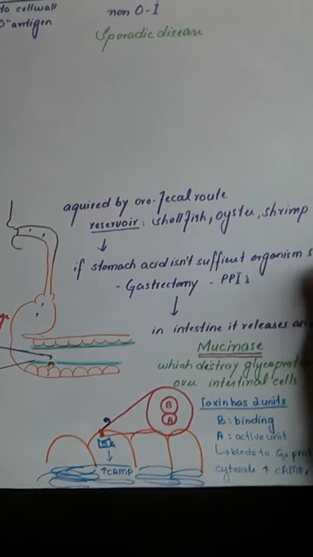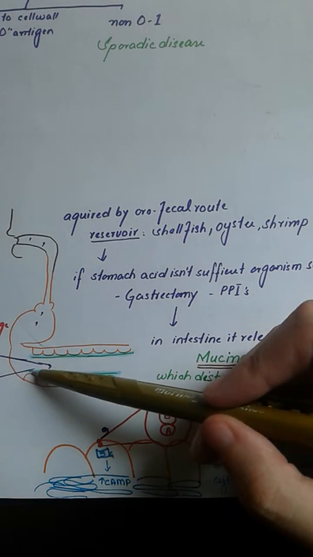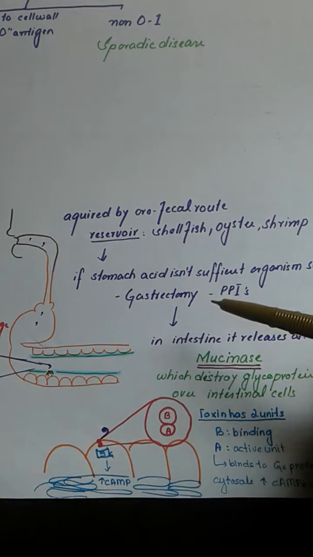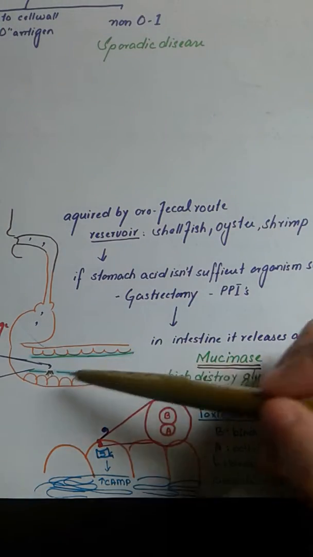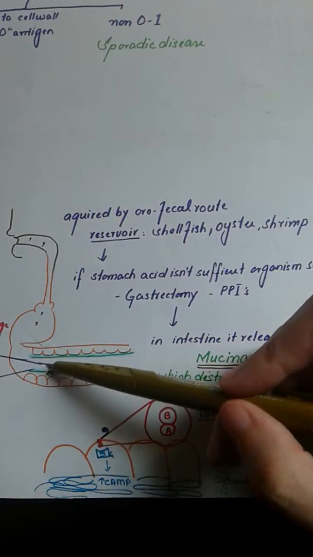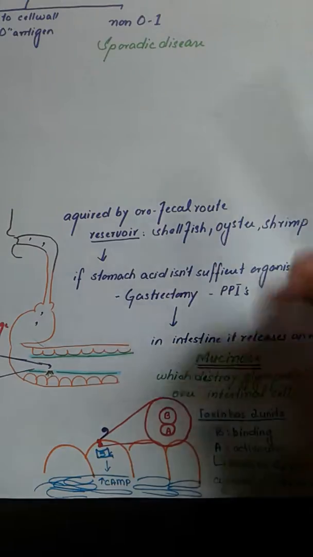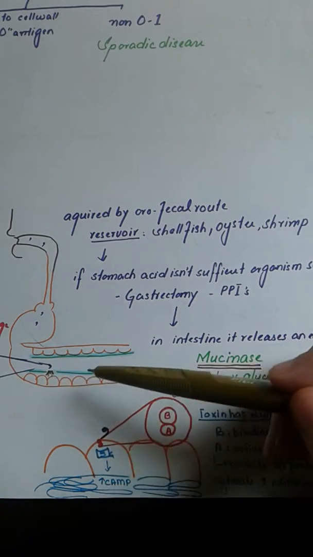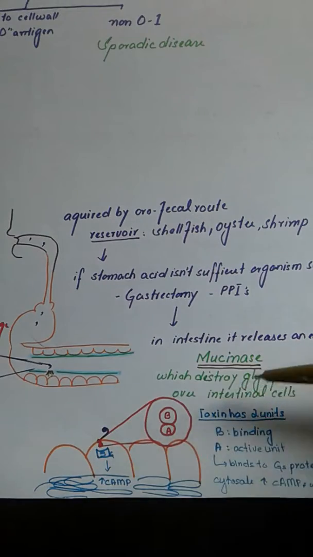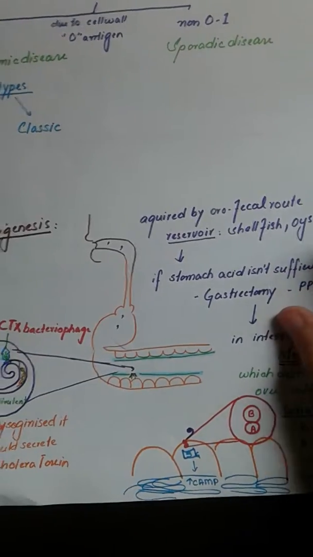Now, what happens in the intestine? It secretes a certain type of enzyme called mucinase. Now, you know that there's a polypeptide glycoprotein layer on the intestinal cells which is made up of mucin. This is a protective layer due to which a lot of bacteria cannot damage the epithelial cells. Now, by producing mucinase, there will be a breach in this glycoprotein layer. So now it comes to the infectivity part.